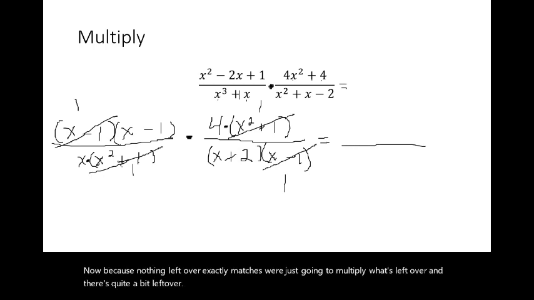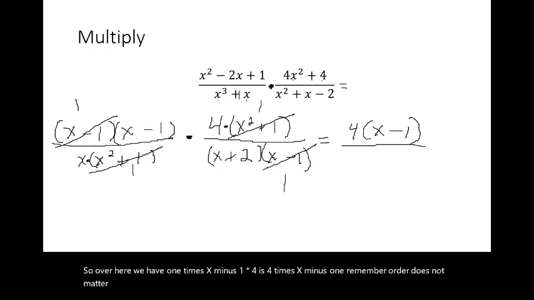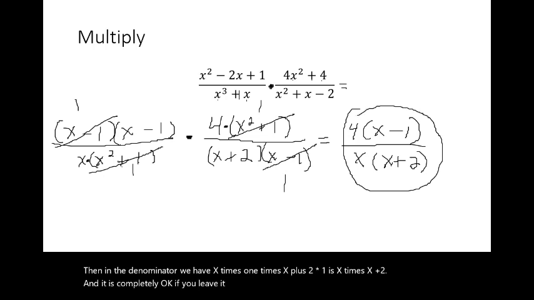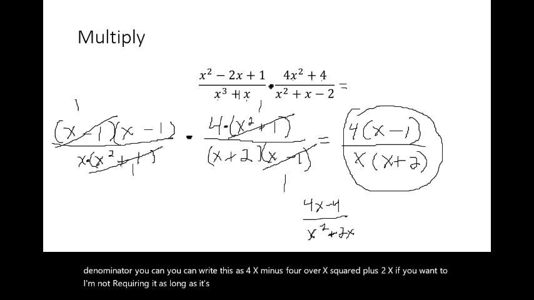So over here we have 1 times x minus 1 times 4 is 4 times x minus 1. Remember, order does not matter with multiplication, so it doesn't matter if you put the 4 first or second. Then in the denominator we have x times 1 times x plus 2 times 1 is x times x plus 2. And it is completely okay if you leave it like this. If you want to distribute the numerator and denominator, you can. You can write this as 4x minus 4 over x squared plus 2x if you want to. I'm not requiring it. As long as it's fully reduced, you are all set.